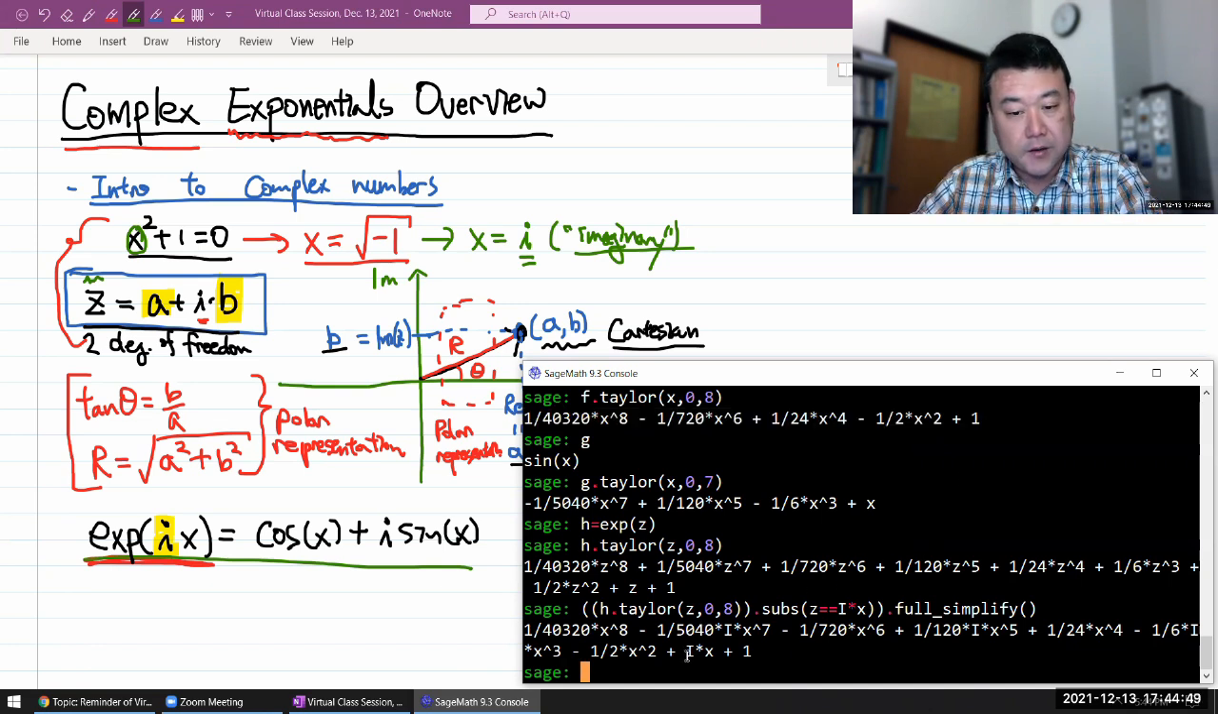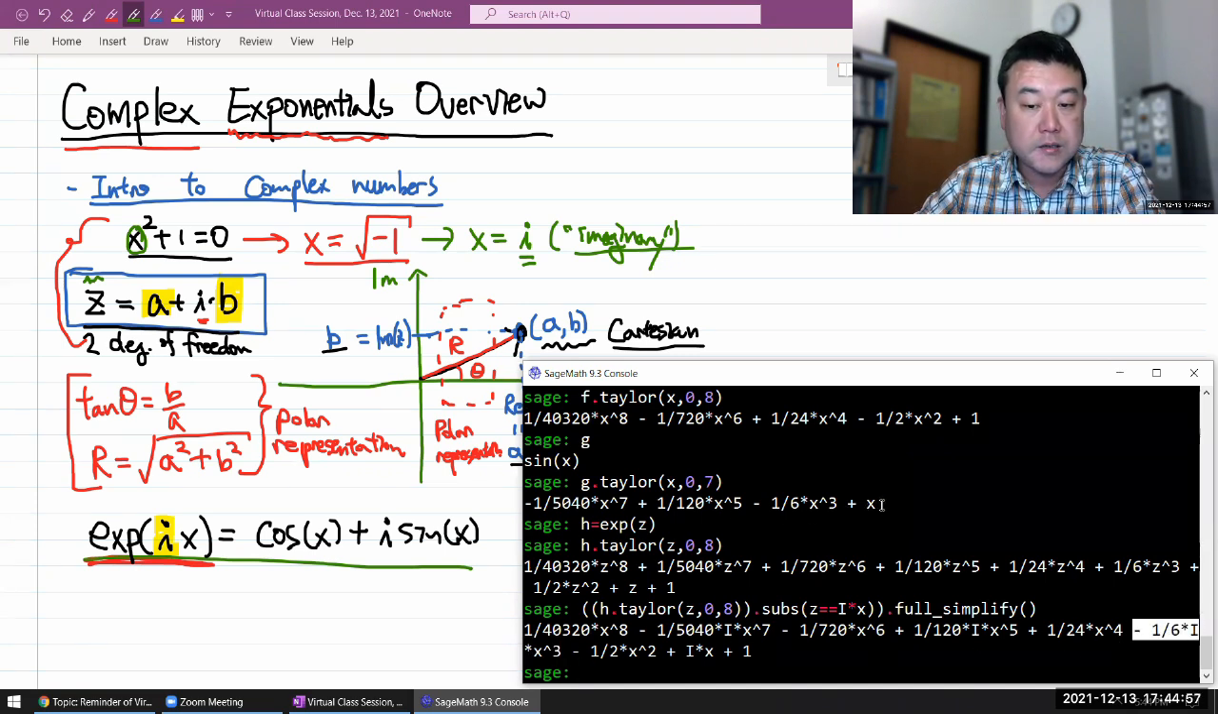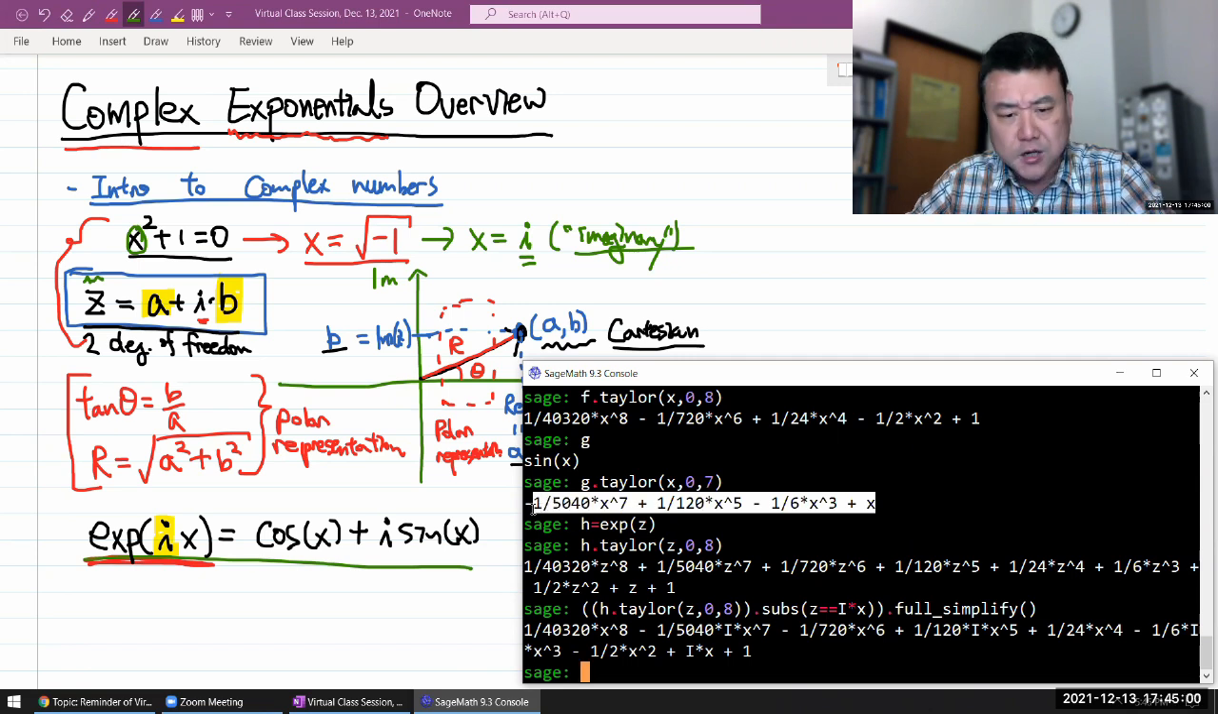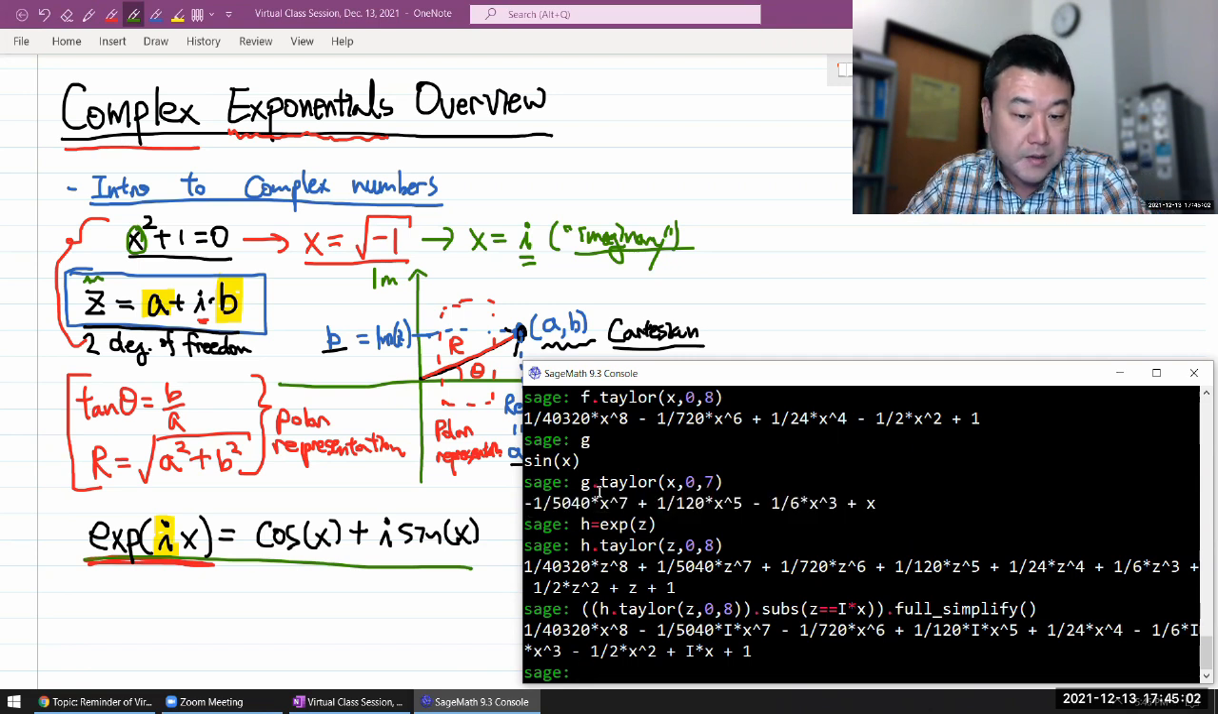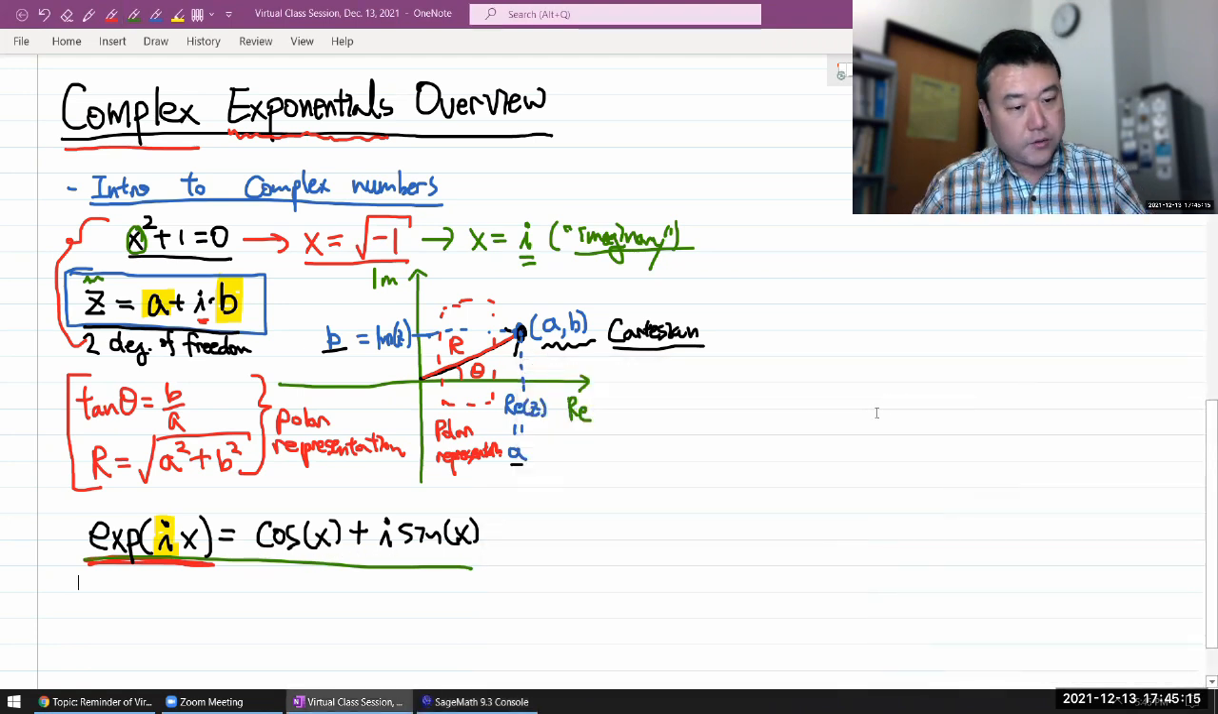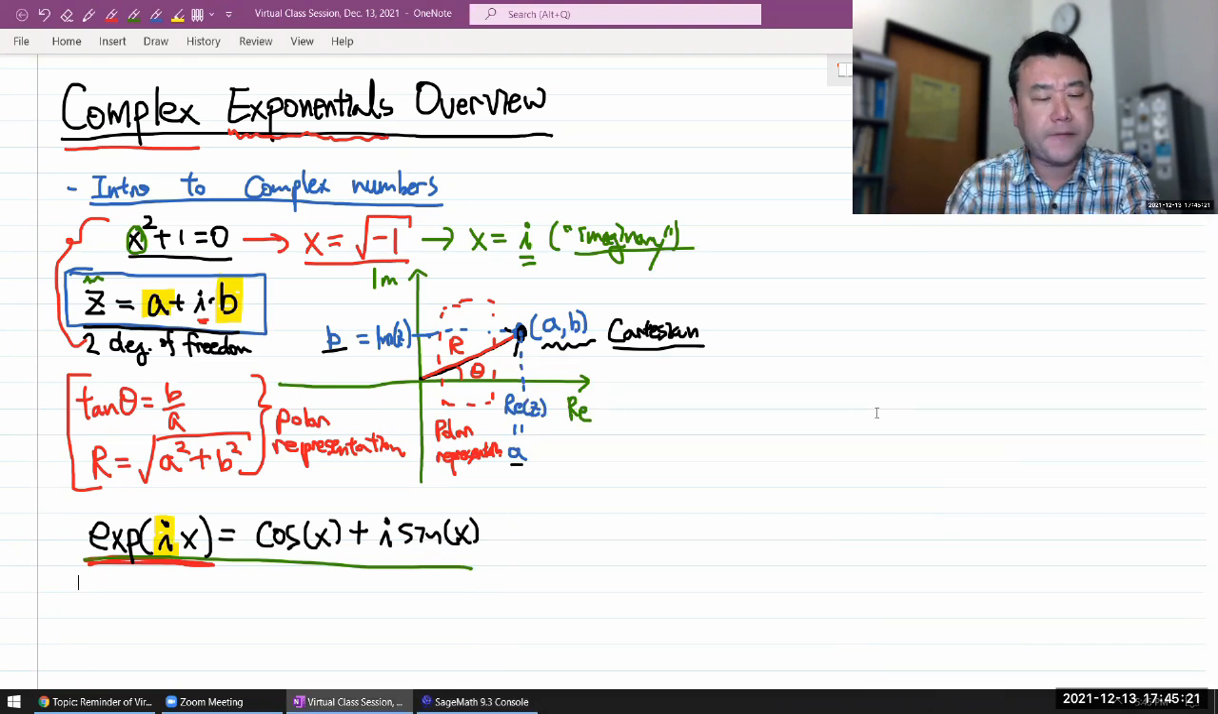All the terms that have an imaginary number, because they have odd power of x or odd power of i, match up to these terms in the expansion of sine of x. So this Taylor expansion is what justifies this formula, that exponential of ix is equal to cosine of x plus i sine of x. Once we introduce this, it gives you a wonderful simplification of some of the mathematical operations that you might do with complex numbers.